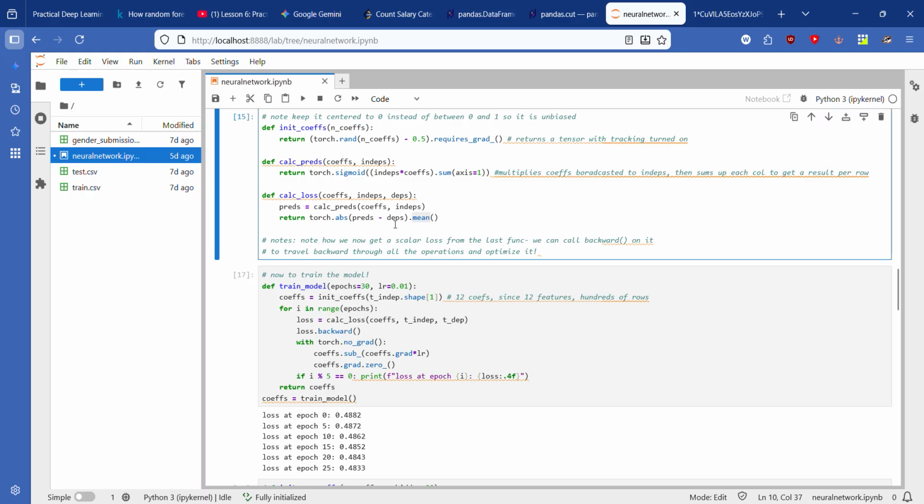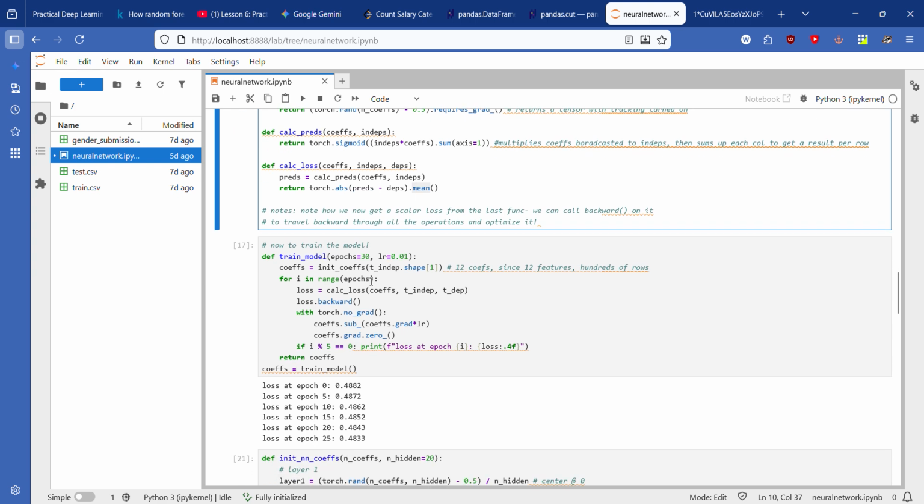And again, notice that both preds and deps were tensors. So you might think, based on what I just said, we would get a single loss number. But remember, don't think of this as just a scalar number, but as a single value wrapped in a tensor, and this tensor has a whole history attached to it of everything that happened to it in order to get to where it is now.